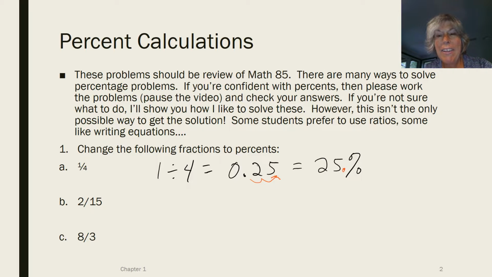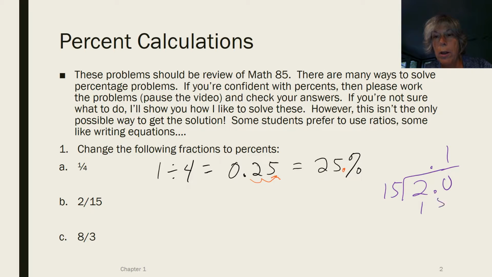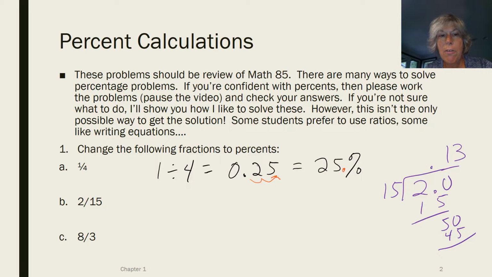I don't have my calculator on me, so I'm just going to quickly do 2 divided by 15, and it is about 0.13 repeating. So let's go to 13% for that one.